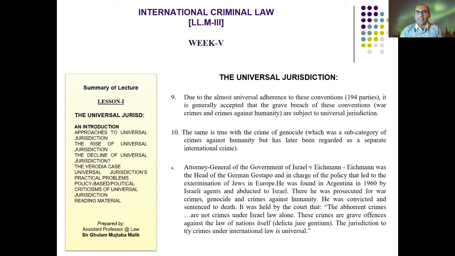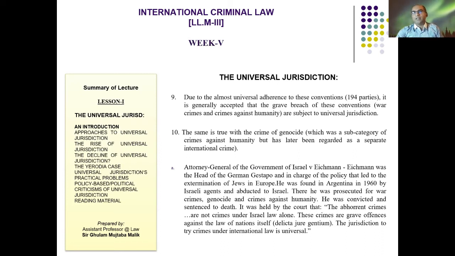It was held by the court that these abhorrent crimes are not crimes under Israeli law alone. These crimes are grave offenses against the law of nations itself. So, delicta jure gentium, the jurisdiction to try crimes under international law, is universal.